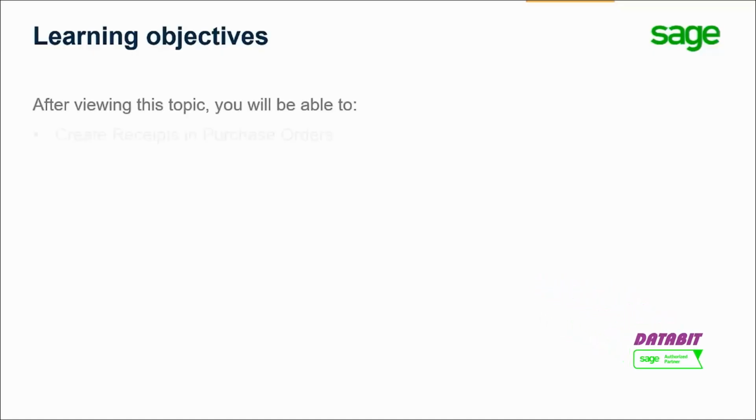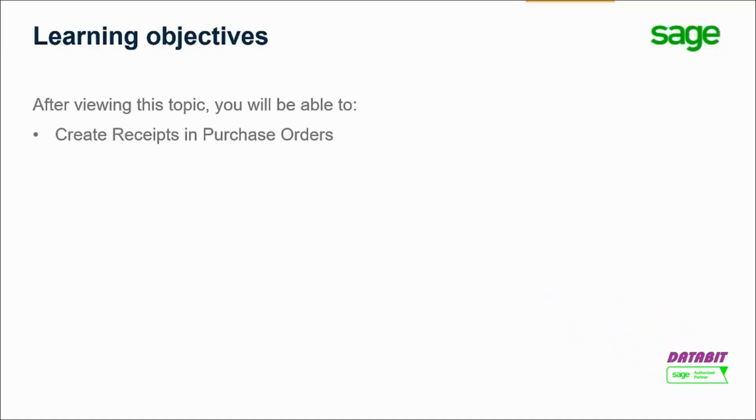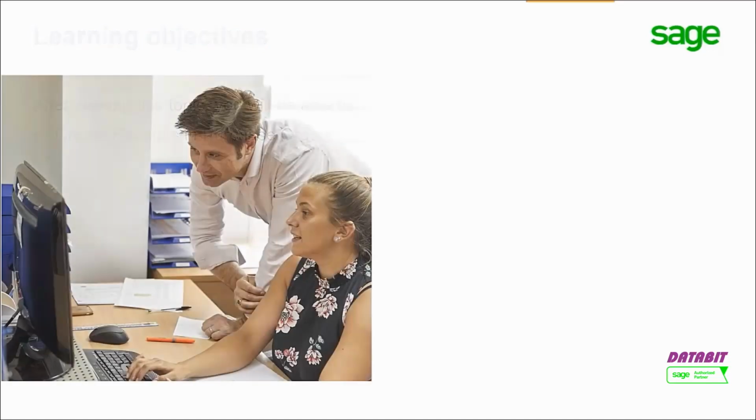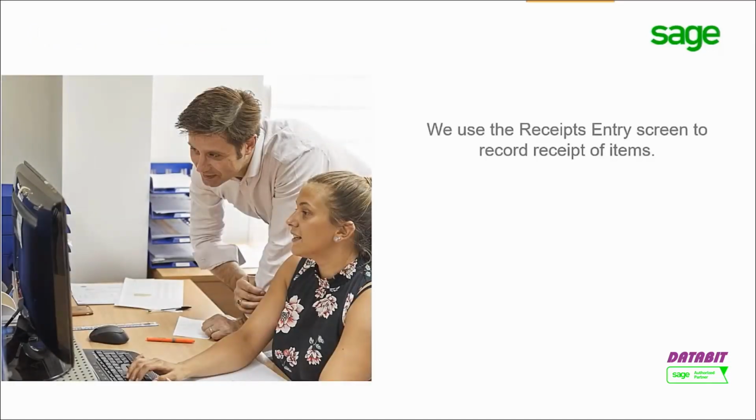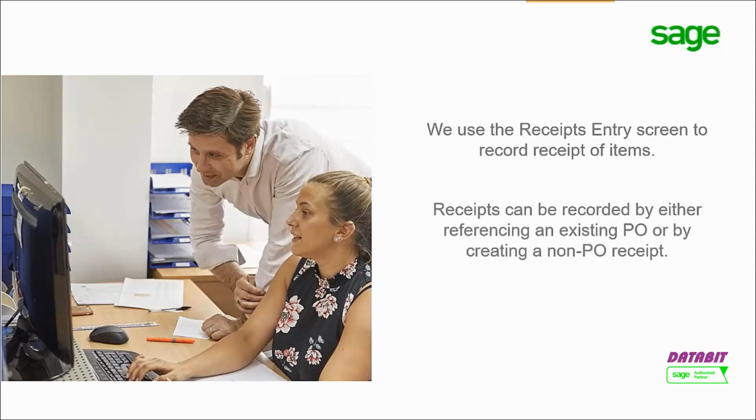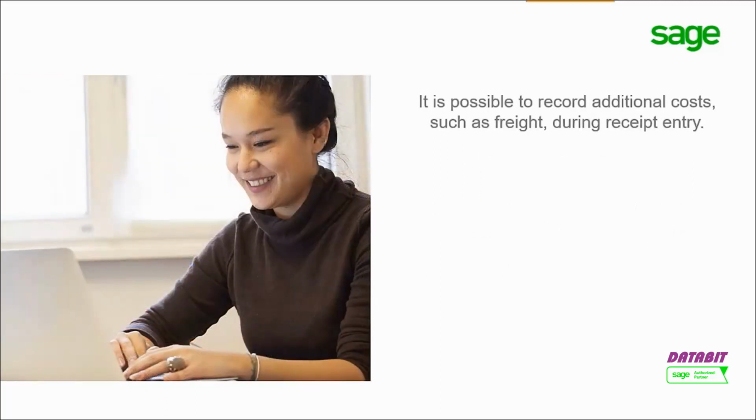Over the next few minutes, we will explain how to create receipts in purchase orders. We use a receipts entry screen to record receipts of items. Receipts can be recorded by either referencing an existing purchase order or by creating a non-purchase order receipt. It is possible to record additional costs, such as freight, during receipt entry.